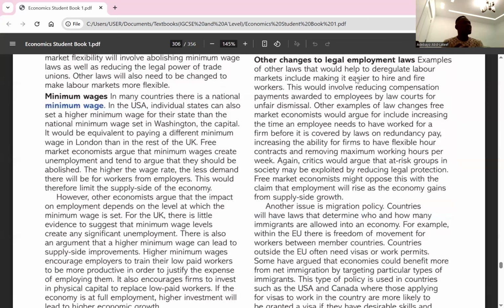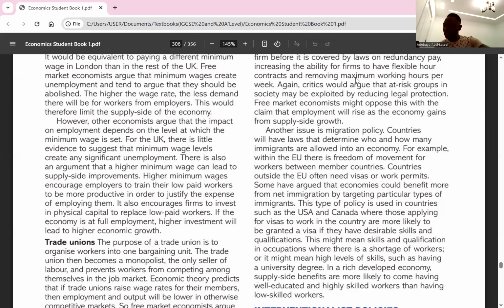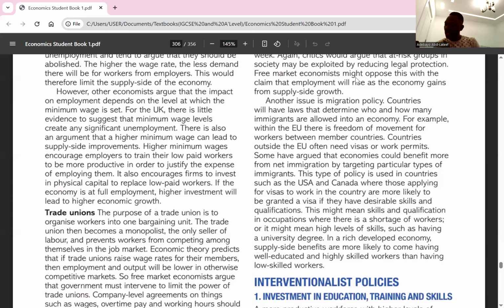And the last one here is other changes to legal employment laws. Another way to increase the labor supply or to increase the supply side of the economy through the free market is to change laws about employment. So reducing laws that bring about lack of flexibility in the labor market, such as making it easier to hire and fire workers, will encourage firms to increase the numbers of their workforce and improve the supply side of the economy. Another issue is migration policy. Countries must decide on who and how many migrants are allowed into the economy. A country may decide to allow immigrants with specific skills that are lacking in the economy access the country to boost the supply side.